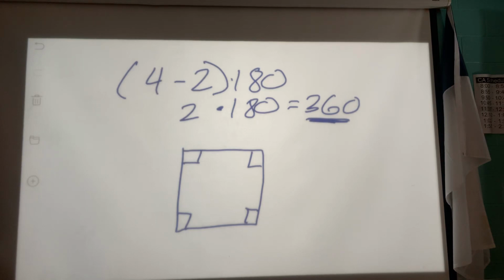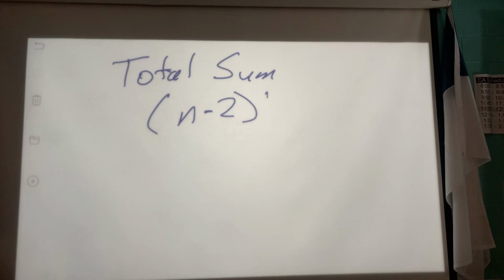Now, that is when we're talking about the total. Remember, this is total sum. Total sum is going to be that formula, n minus 2 times 180.